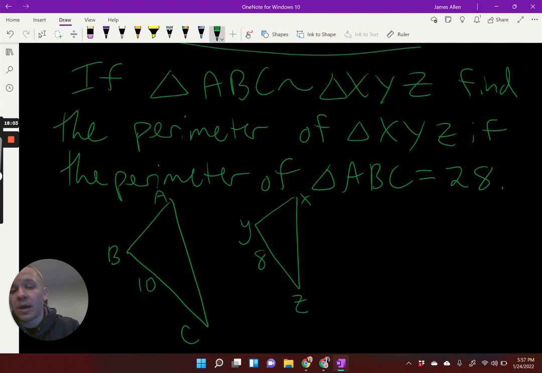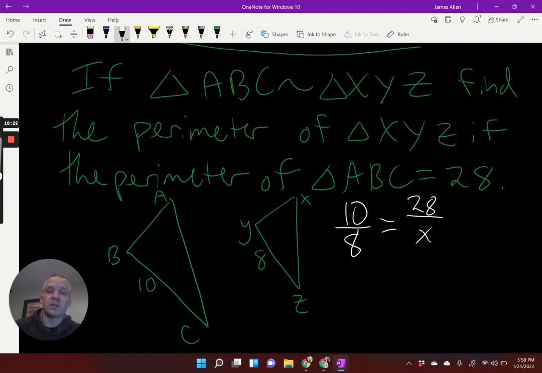So, I could do 10 over 8, which would be the corresponding sides, and that should also set up with my perimeter. So 28 of the larger triangle, and then we'll call it X. That'll be my perimeter. So I have side length over side length equals perimeter over perimeter. I'm going to reduce this down to 5/4, and now we can cross multiply and solve.